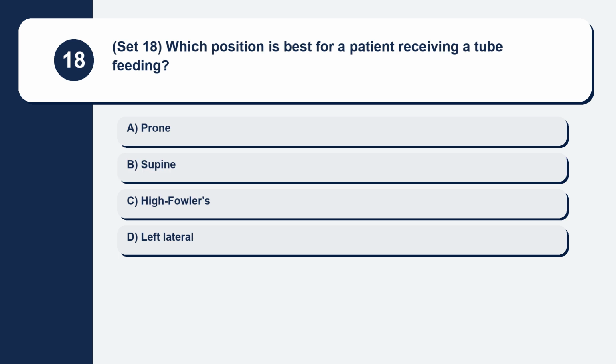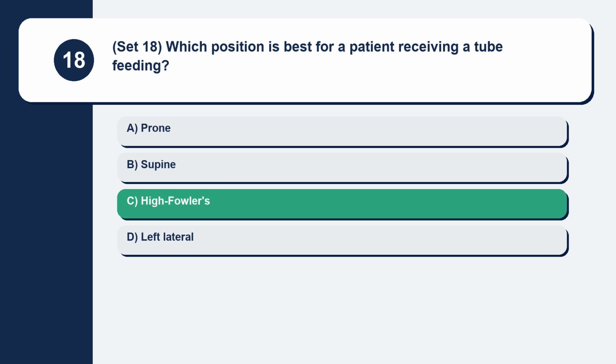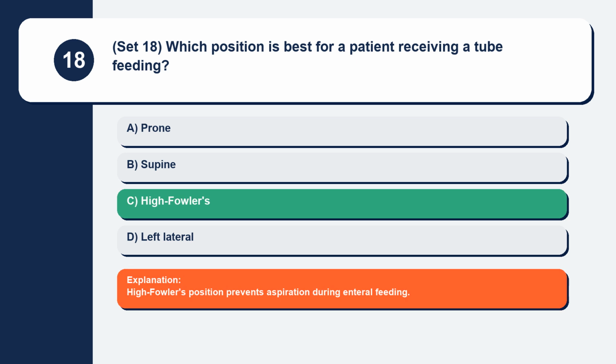Question 18. Set 18. Which position is best for a patient receiving a tube feeding? Prone, supine, high Fowler's, left lateral. High Fowler's position prevents aspiration during enteral feeding.